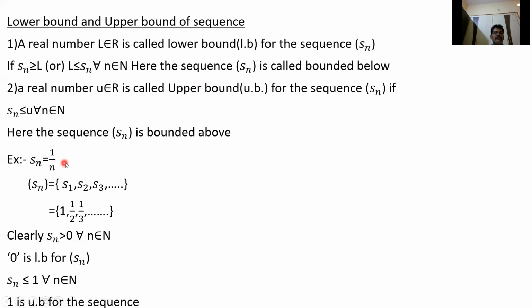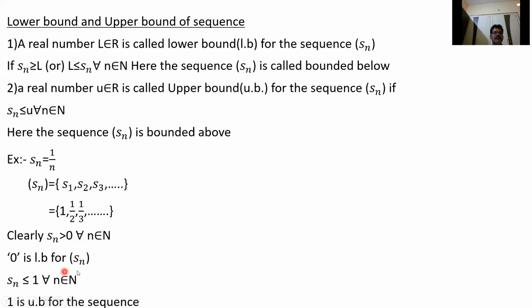For example, Sn equal to 1 by n. So we write Sn as S1, S2, S3, and so on. For n equal to 1, we get 1 by 1, which is 1. For n equal to 2, we get 1 by 2. For n equal to 3, we get 1 by 3. Clearly, every term satisfies Sn greater than 0 for all n belonging to N, because n is a natural number, so 1 by n is positive.